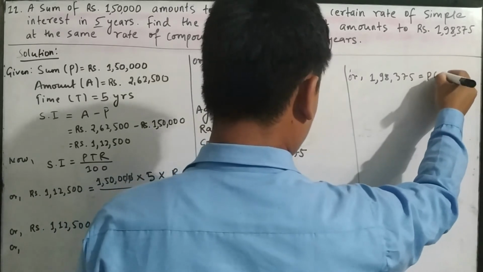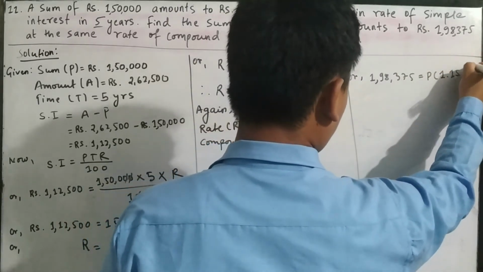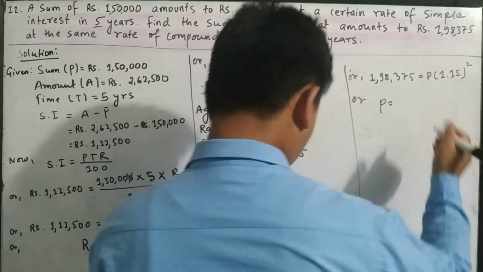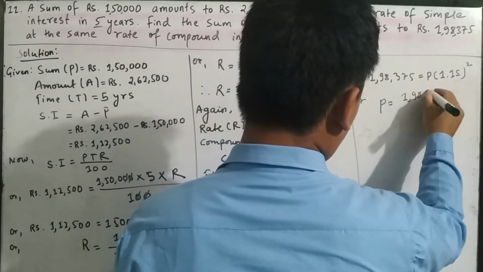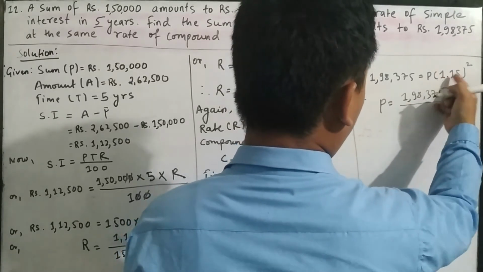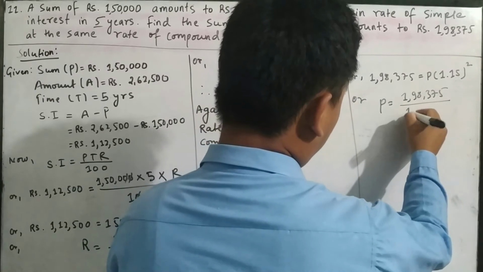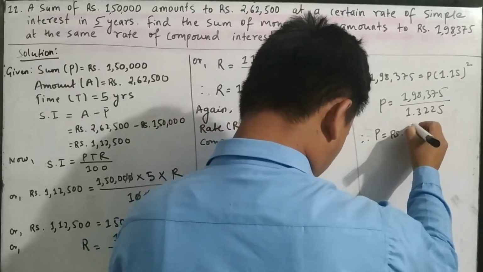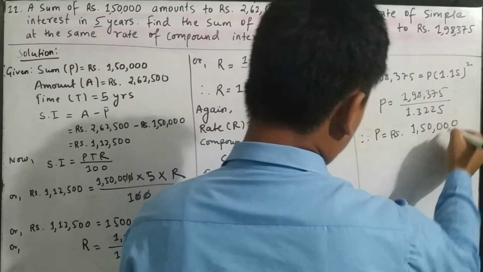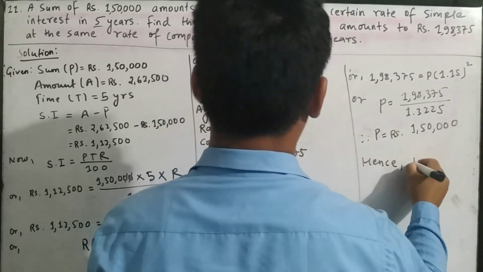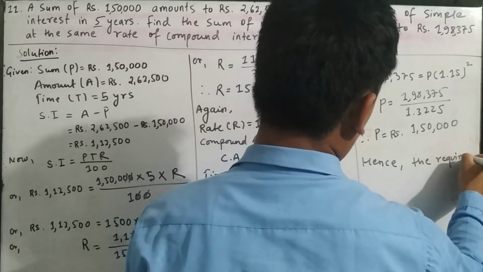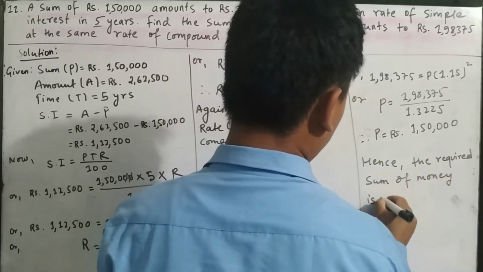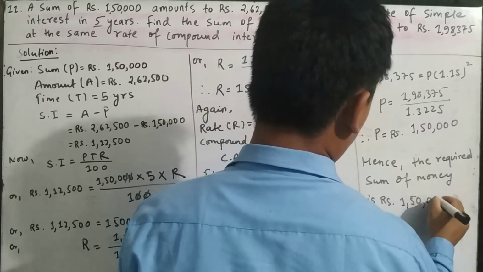Or 1,98,375 equals to P into 1.15 whole square, or P equals to 1,98,375 divided by 1.15 whole square, that is 1.3225. Dividing, we will get P equals to rupees 1,50,000. Hence, the required sum of money is rupees 1,50,000.